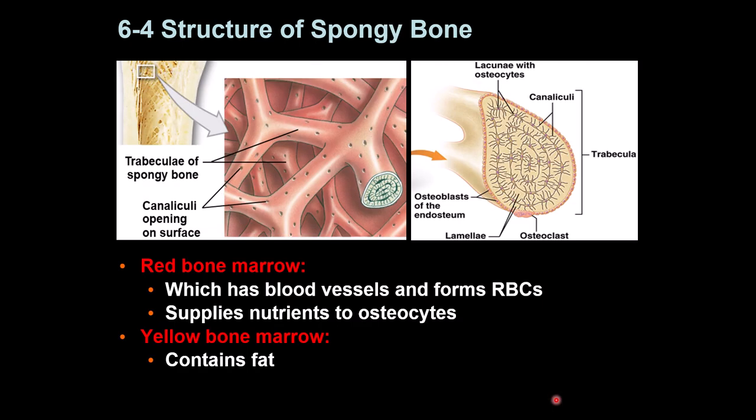The second type of bone is the spongy bone. If I come to this image and explain it again, it is made of different layers, which are lamellae. These are made of the osteocytes. You see the osteocytes, and these lines are the canaliculi. The canaliculi open up here, and these dots are the openings of the canaliculi. The only difference here is that there's no central canal.